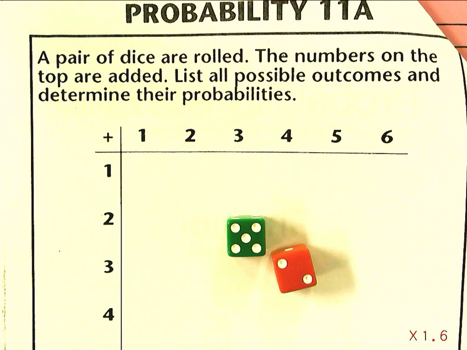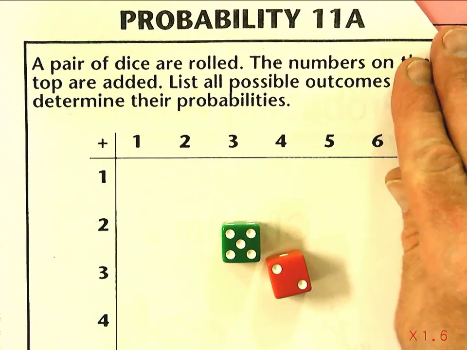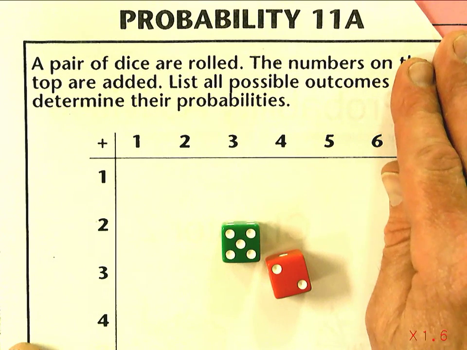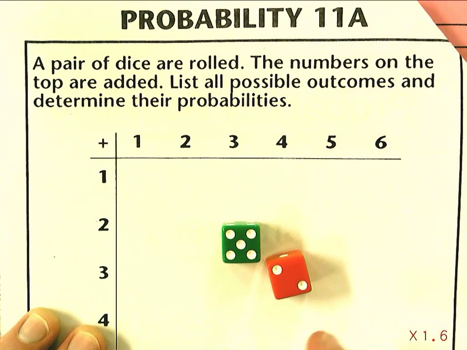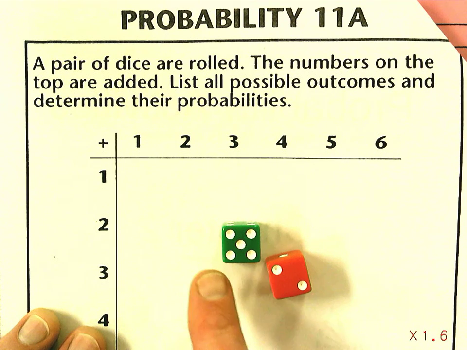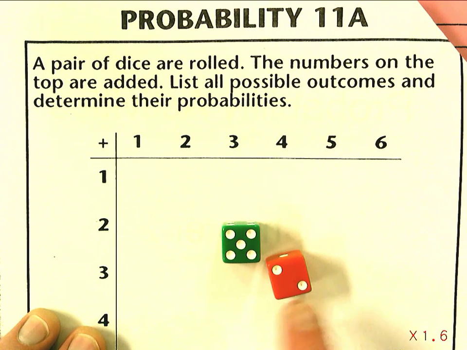So we're doing probability section 11A from the probability chapter 2 packet. In this one, if we had a pair of dice and we rolled the dice and we add the numbers on the top, for instance, I have a set of dice here and we have a 5 on one die and a 2 on the other, and we add those together, we want to just list the possible outcomes we get when we roll 2 dice.